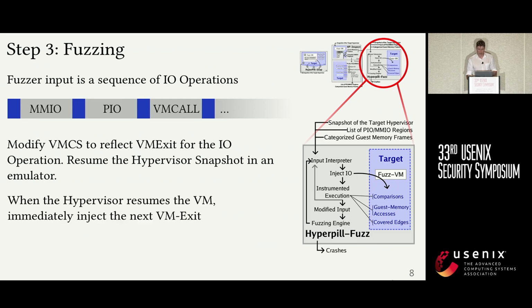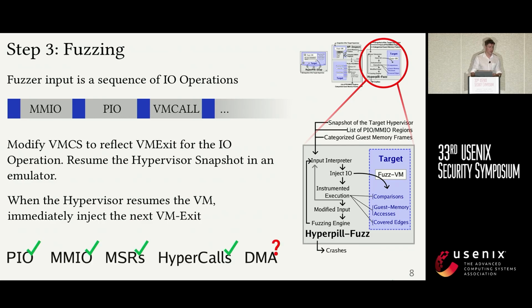And if everything goes well, the hypervisor will handle the request and re-enter into our VM. And when that happens, instead of actually running the VM code, we immediately take the next operation, which in this case is port I/O. We modify the VMCS again, and we again trigger a VM exit directly into the hypervisor. And we do that until we go through all of the different types of operations in our input. So that allows us to inject port I/O, memory mapped I/O, MSRs, and hypercalls into our hypervisor. There's some more detail that has to go into how we inject hypercalls, but for details about that, please see our paper, because I don't have time to go over that in a 13-minute talk.